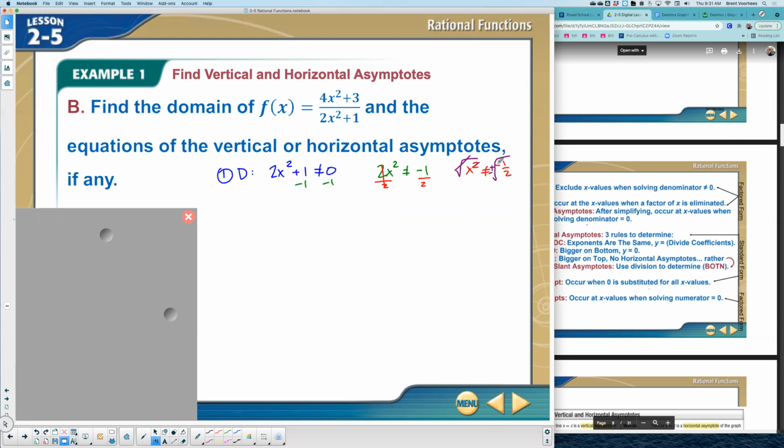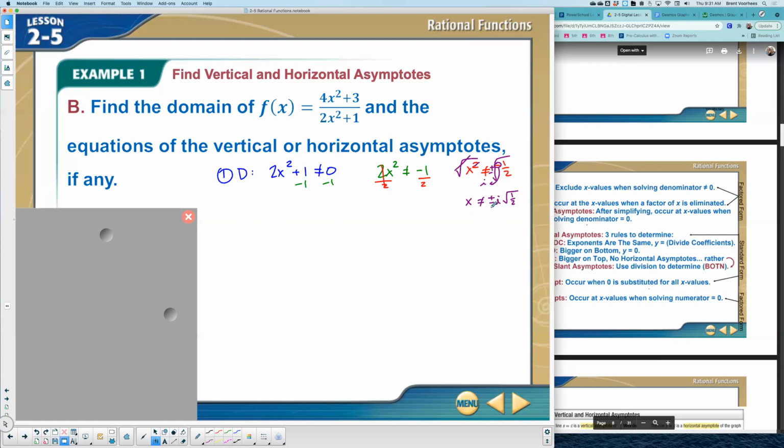Okay, so we learned last class that that is called an I. If you have a negative inside a square root, that's imaginary. It's not real. You can't do that. So that means we'd have x cannot equal plus or minus I square root of 1/2. So I took out the negative and replaced it with an I. So that comes out and becomes an I. The negative does. And that's imaginary.